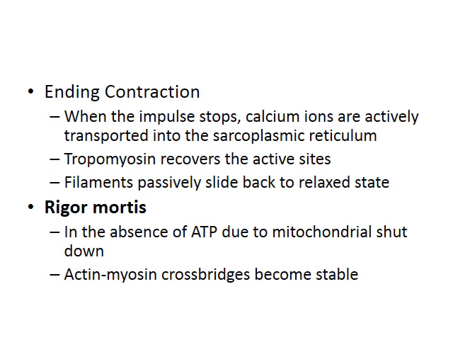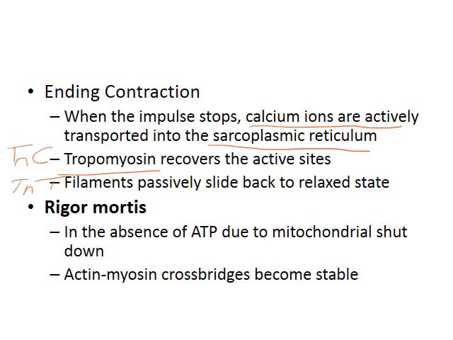Now, once we want contraction to end, or when the impulse stops, calcium ions are going to be removed and brought back into the sarcoplasmic reticulum. Once TnC loses its calcium, troponin is going to change its shape again so that tropomyosin, due to TnT binding, is going to recover the active sites. And then the filaments are going to just slowly return back to their relaxed state.